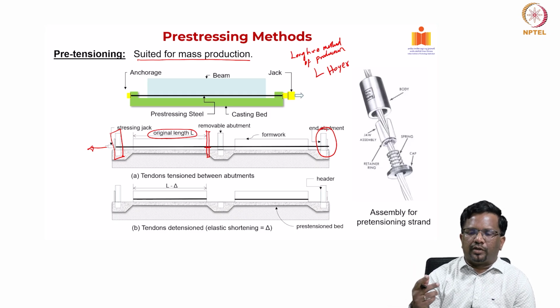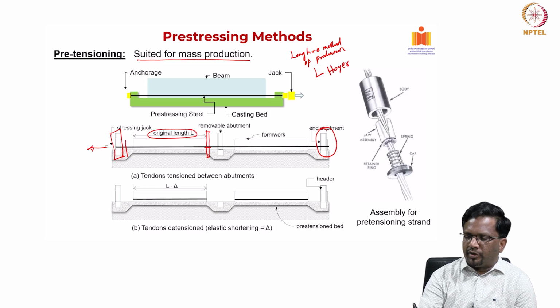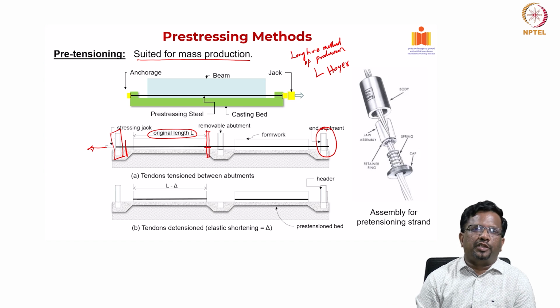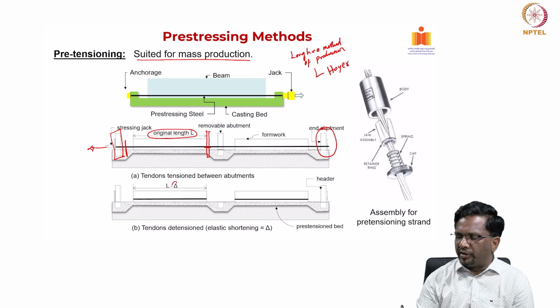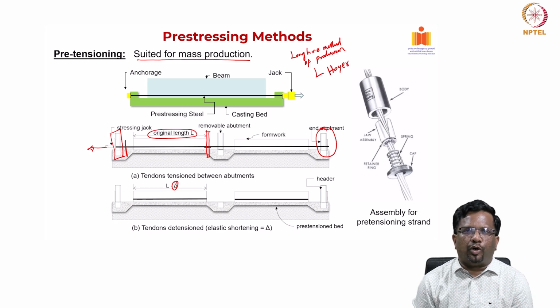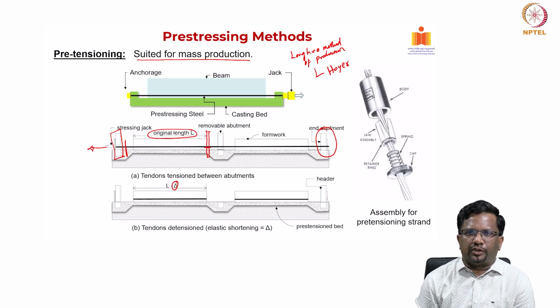Now when I cut this strand, for example here, the prestress will get transferred. So it is going to apply compression to the concrete, and the concrete undergoes some shortening. That is why you have this delta, which is called elastic shortening. Because of the applied compression, the beam is going to deform in compression. That is called elastic shortening. So the overall length of the produced element will become L minus delta, which is your elastic shortening.